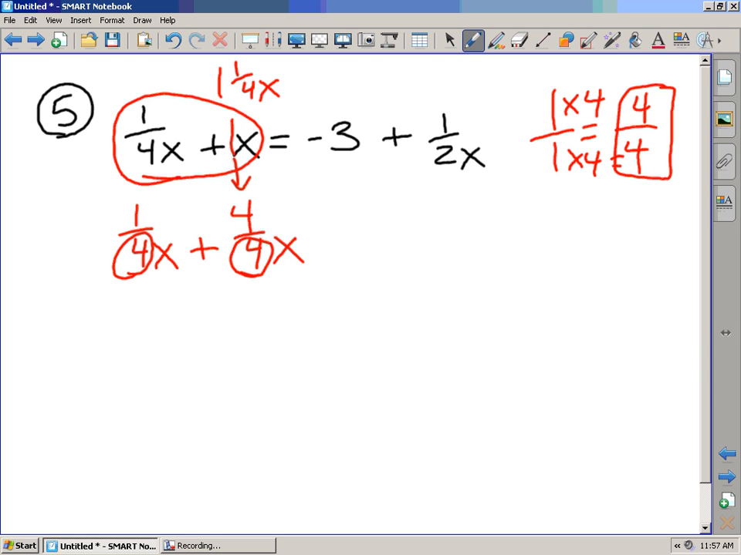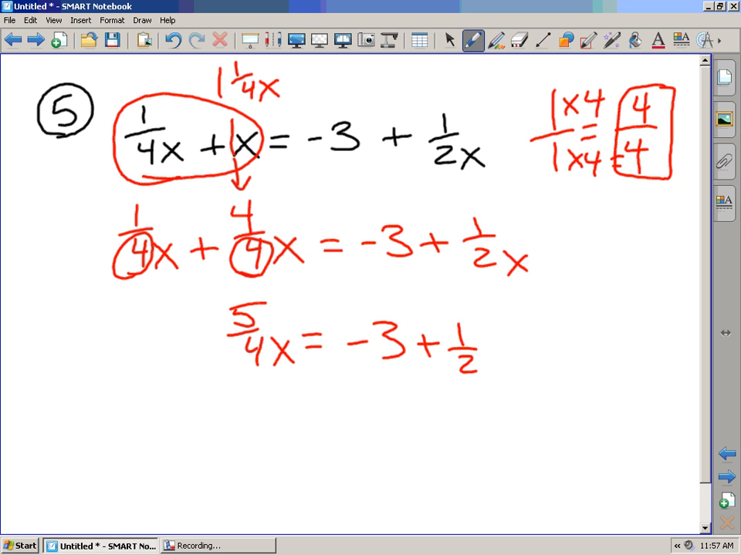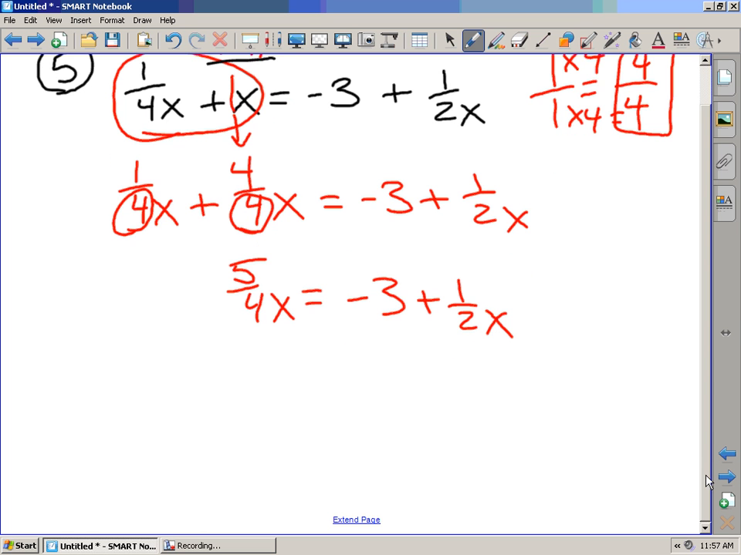1/4 x plus 4/4 x equals 5/4 x. And on the other side, you just copy it down. Five-fourths is the same as 1 and 1/4. On the right side, there are no like terms to collect. So now we need to move the variables to one side and the constants to the other. So the constants I'm going to put on the right side, the variables on the left side.